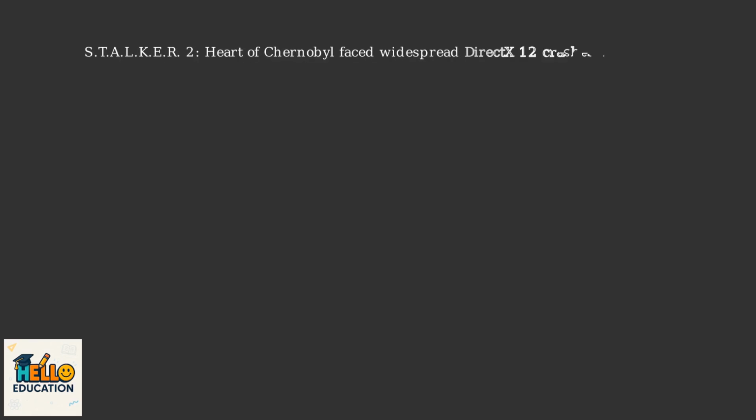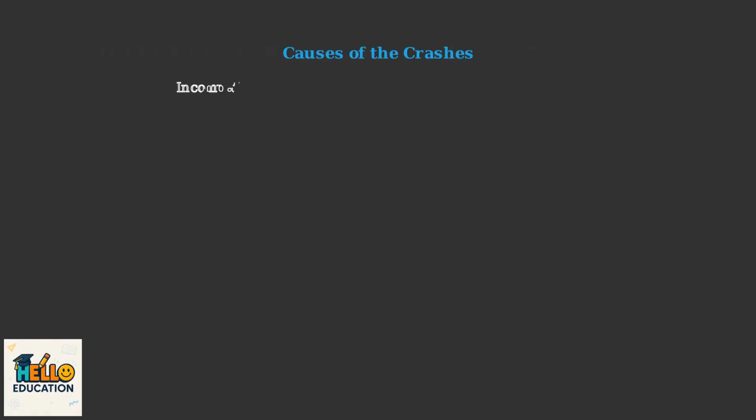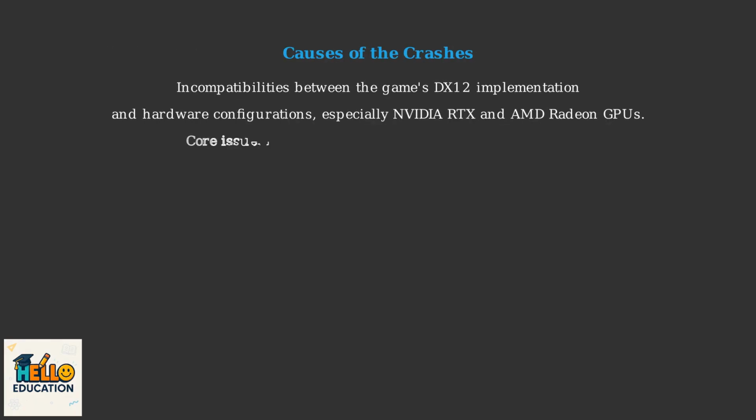As Stalker 2: Heart of Chernobyl initially faced widespread DirectX 12 crashes on launch, manifesting as black screens or immediate game exits. These crashes were primarily due to incompatibilities between the game's DX12 implementation and various hardware configurations, especially with NVIDIA RTX and AMD Radeon GPUs. The core issue stemmed from failed initialization of the graphics pipeline.